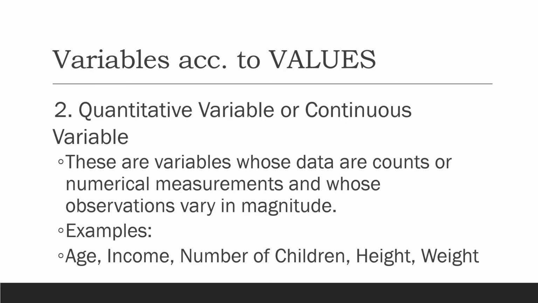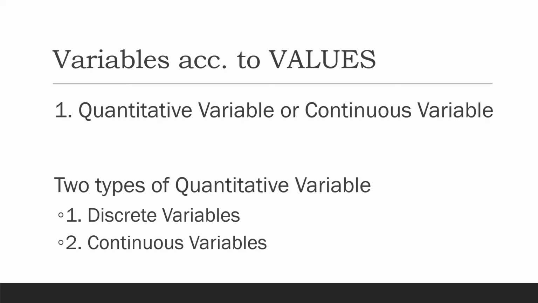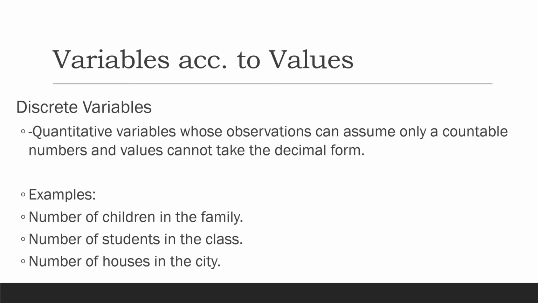The quantitative variable or continuous variable. These are variables whose data are counts or numerical measurements and whose observations vary in magnitude. Ito naman po yung mga variables na pwede nating represent through numbers. We have your age, income, number of children, height, and weight. Now, we do have types of the quantitative variable. We have your discrete variables and continuous variables.